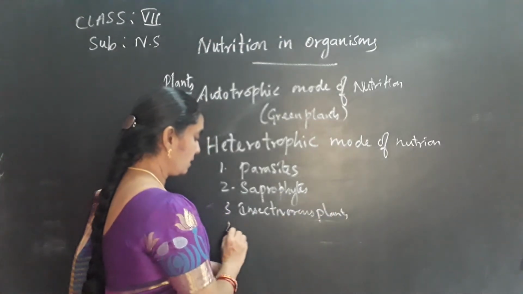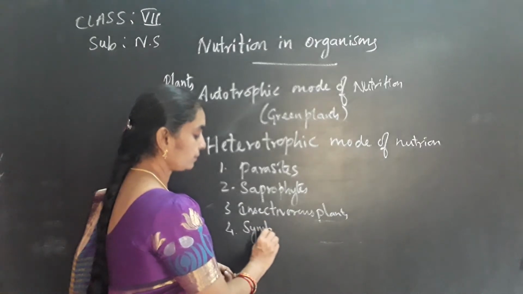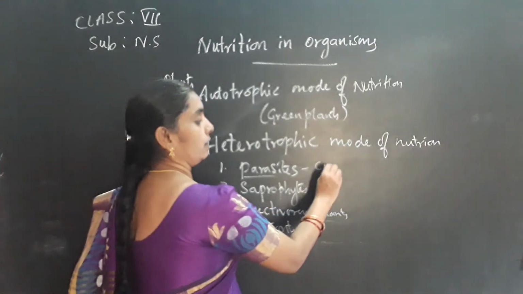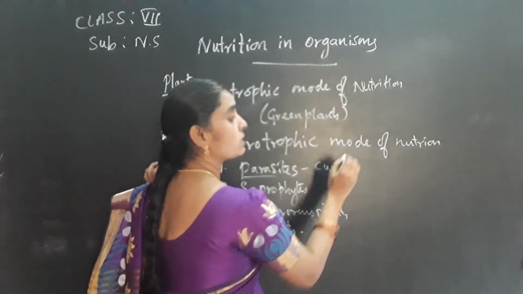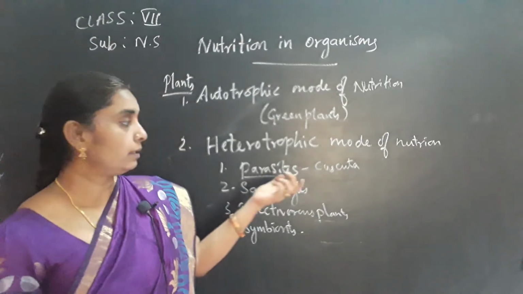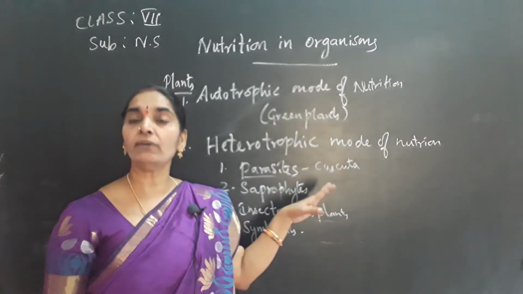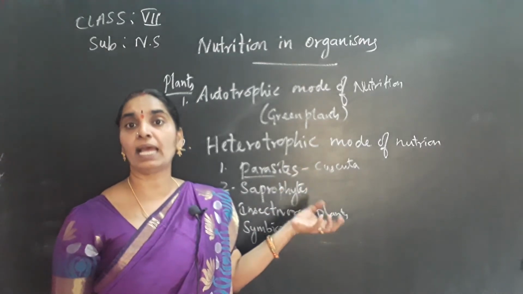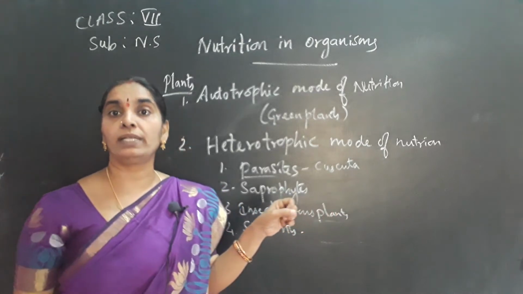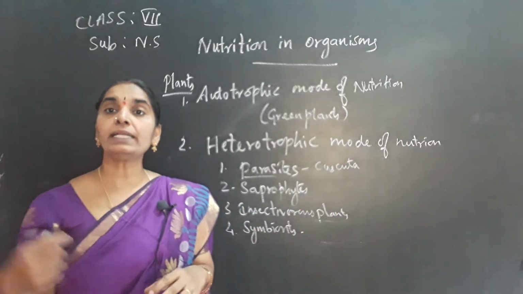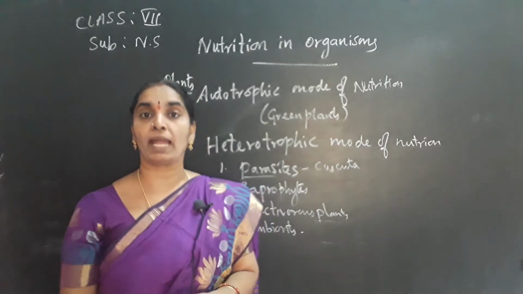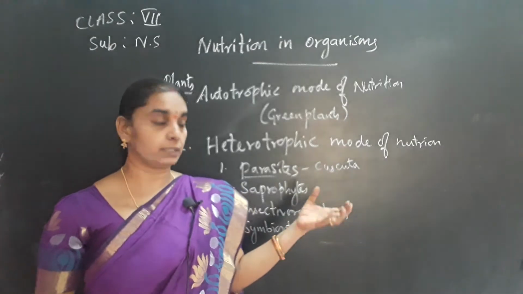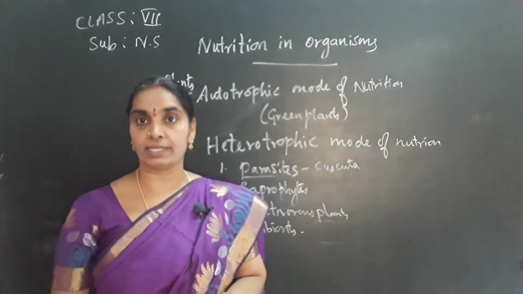And next, symbionts. Parasites like cuscuta depend on a host plant for food. They do not have leaves and do not have chlorophyll too, so they cannot prepare their own food. They depend on the host plant for food. They have special roots called haustoria which penetrate into the deeper layers of the tissue of the host plant and take the food from it. In turn, the strength of the host plant gradually decreases.